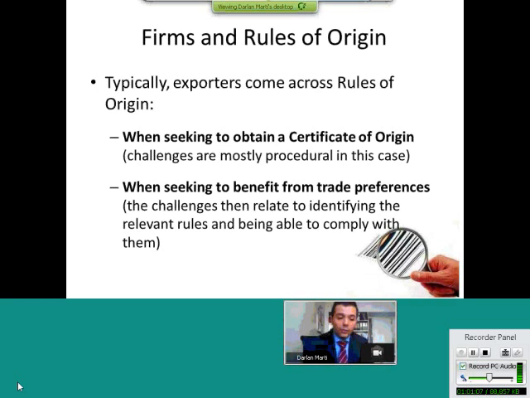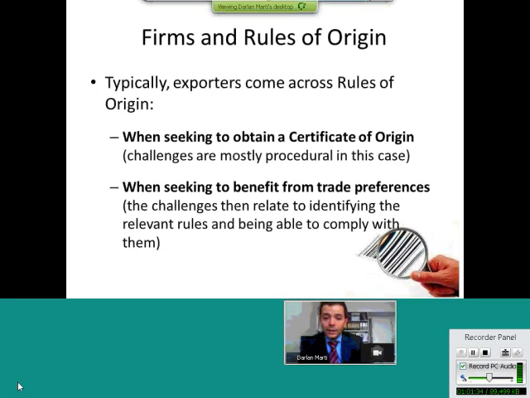There's another circumstance in which firms come across rules of origin, and this is where the certificate can be obtained, but we don't know what rule applies, or we do know what the rule is, and the rule might be too cumbersome or too complex or too complicated. Here, it's not the procedure itself that is a problem, but rather the rule.